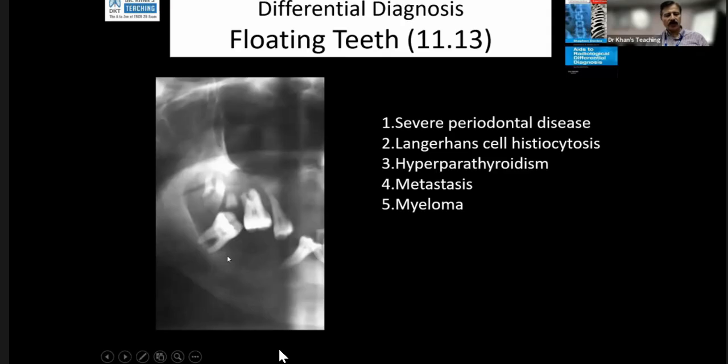So radiologically speaking, it's not visible, and a radiograph will show as if the teeth are floating in air like this. So severe periodontal disease, Langerhans cell histiocytosis, hyperparathyroidism. These two are very important: Langerhans cell histiocytosis and hyperparathyroidism. So the idea is to remember this appearance, because if you have not seen it, you will be absolutely surprised at what is happening. We call it floating teeth.